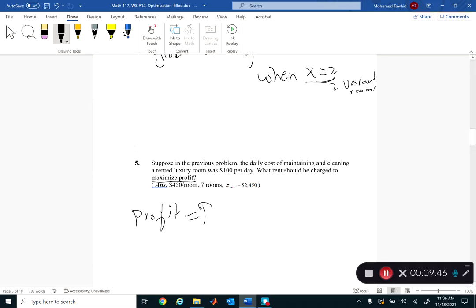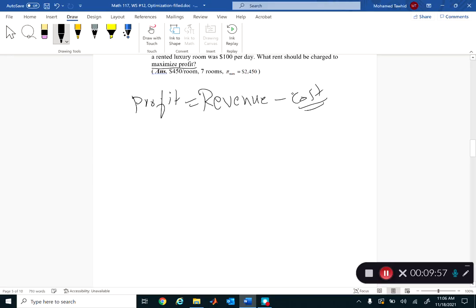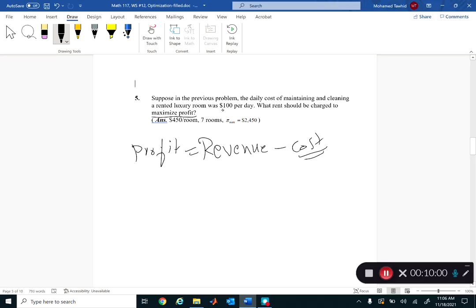The profit here should be revenue minus cost. What is the total cost here? The total cost is, you have $100 to clean a rented luxury room. So the cleaning cost is 100 multiplied by the number of rooms. What is the number here, guys? The number here is 10 minus x. So that is our luxury room. So the number of rooms here will be 10 minus x.